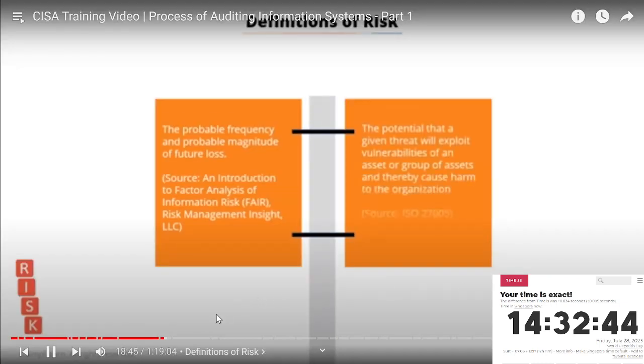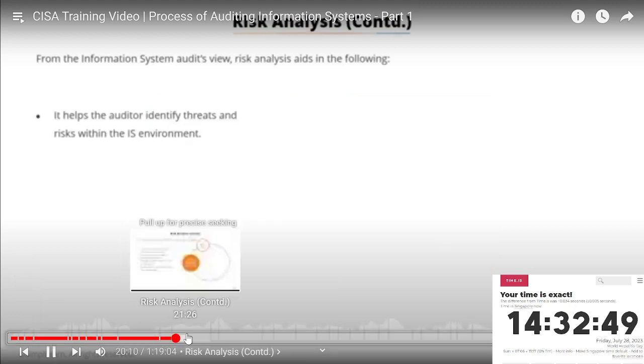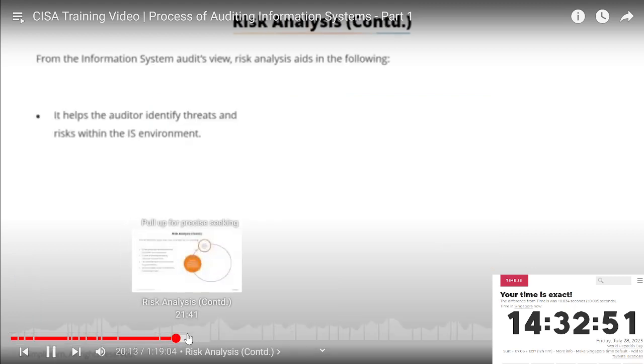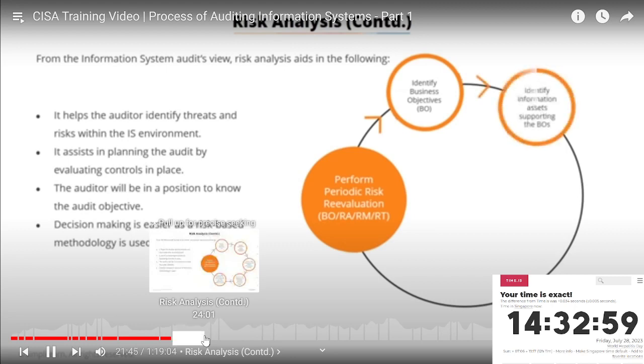The second definition, the potential that a given threat will exploit vulnerability environment. We've already stated that your audit has to be risk-driven, but that begins by identifying the threats and risks. That flows very naturally into identifying those information assets that support the business objective. It may sound odd, but normally an organization has a number of information systems, some of which are not absolutely critical to the business objective.